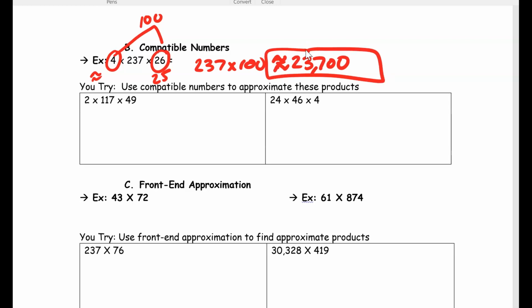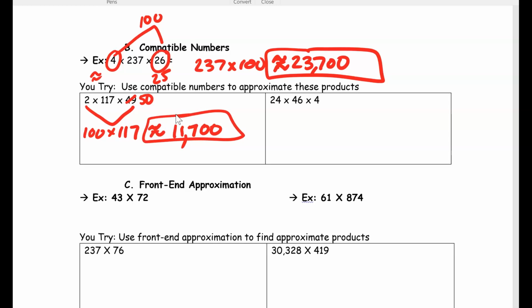Let's do the same thing down here. So this would be a good time to pause the video and try these on your own. So I'm going to take the 2 and I'm going to say this is about 50. That gives me 100 times 117, which is 117 plus 2 zeros on the end. And I'm going to make sure to use my squiggly equals, which means that I'm estimating, approximately. For this problem, the 24 is really close to 25, so I'm going to round that to 25. 4 25s is 100 times 46 is 46 and 2 zeros, so 4,600.